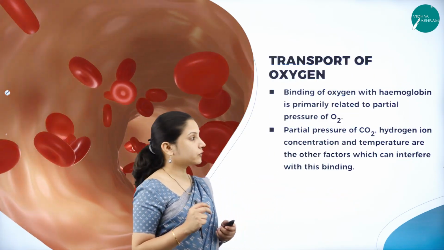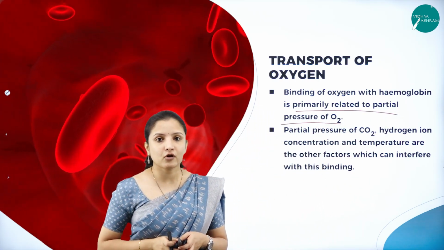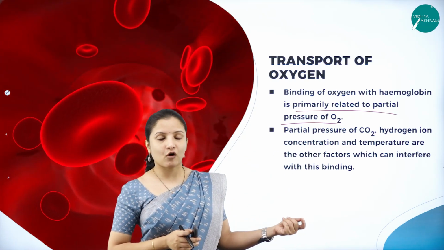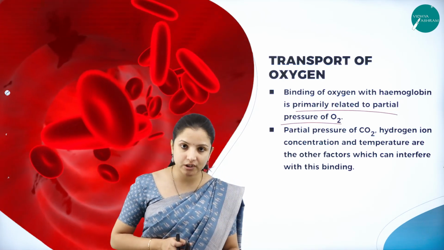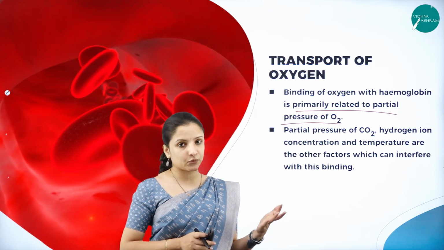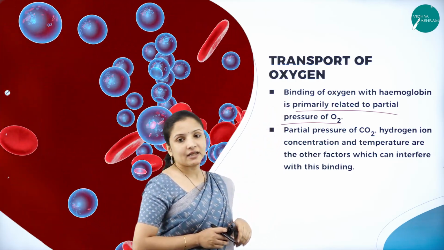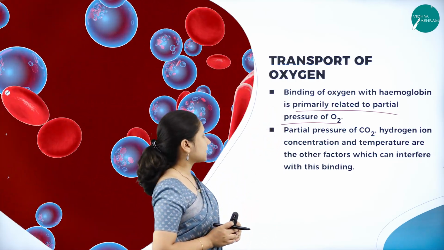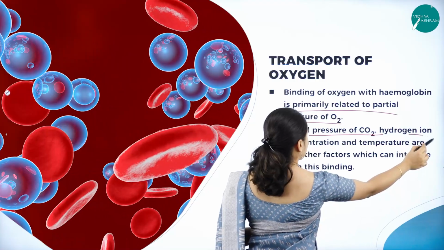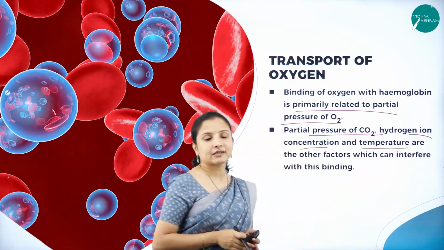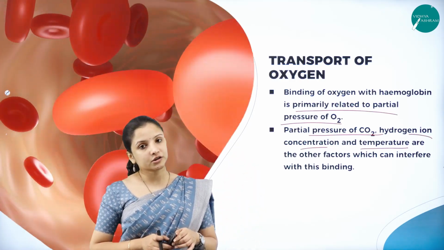And the binding of oxygen with hemoglobin is also related to the partial pressure of oxygen. We had studied partial pressure of oxygen in the atmosphere, in the alveoli, in the oxygenated blood, and in the deoxygenated blood in the tissues, all that we learned. So based on the partial pressure of oxygen, the binding of oxygen to hemoglobin will occur. And partial pressure of carbon dioxide, hydrogen ion concentration, and temperature are also other factors which take part in the binding of oxygen to hemoglobin.